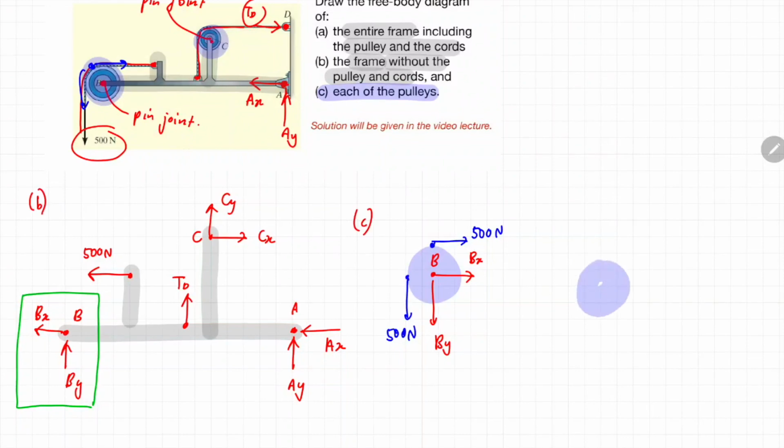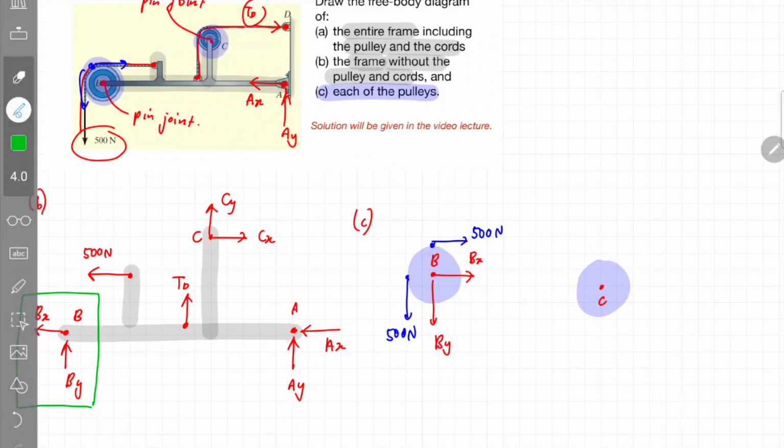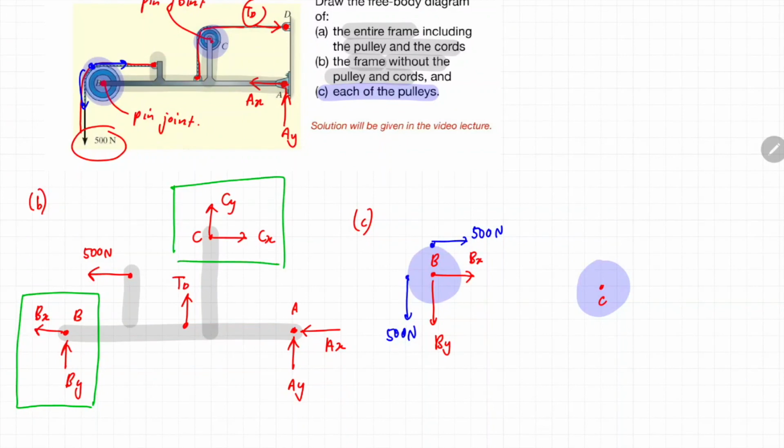Now we will apply the same concept in drawing the free body diagram at pulley C. If this is pulley C and this is point C, refer to the direction of the forces on the frame. If CY on the frame is pointed upward, then CY on the pulley should be pointed downward. Likewise, if CX on the frame is pointed to the right, then CX on the pulley should be pointed to the left. This pulley C is also connected with a cord. Same as the previous step, there should be a tension force at this point, and another tension force at this point caused by the cord. Okay, so it's done.